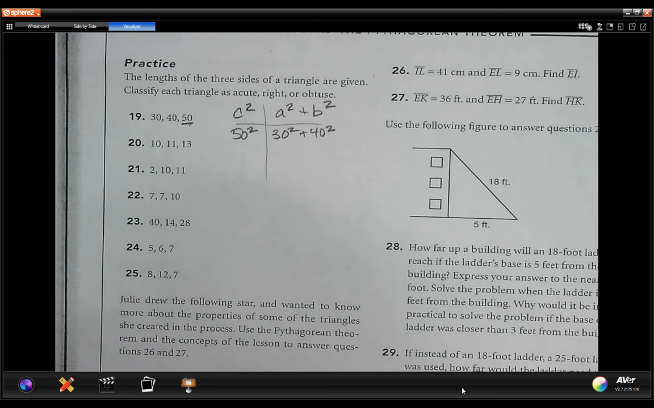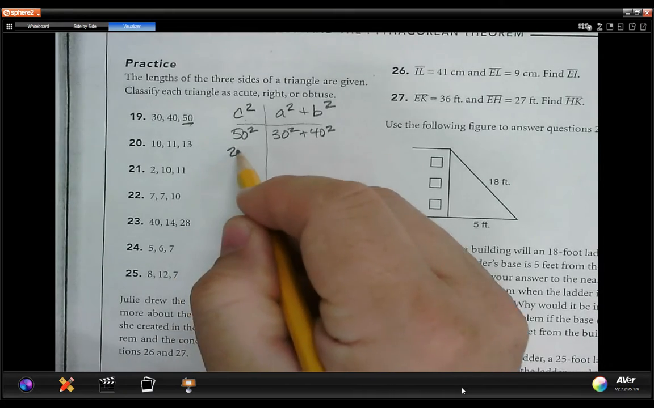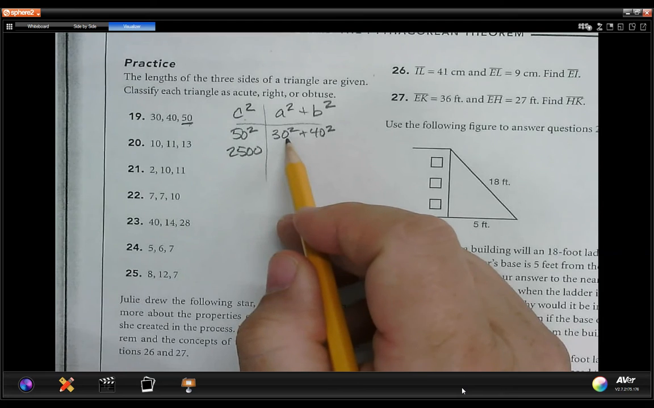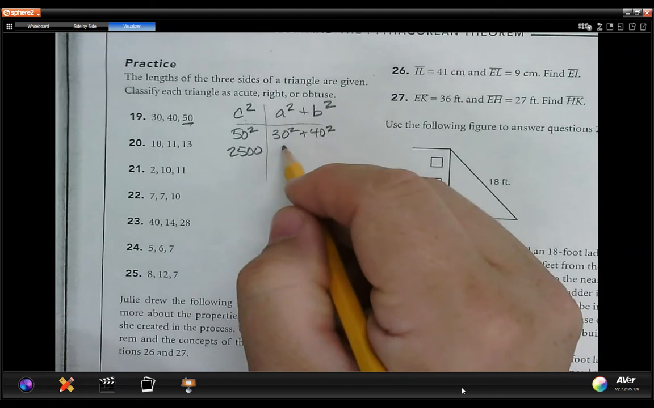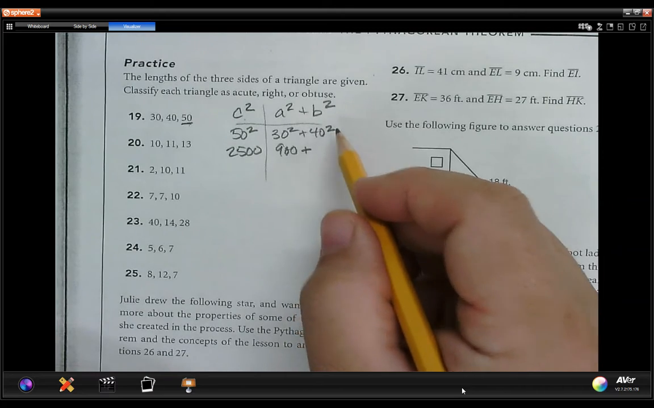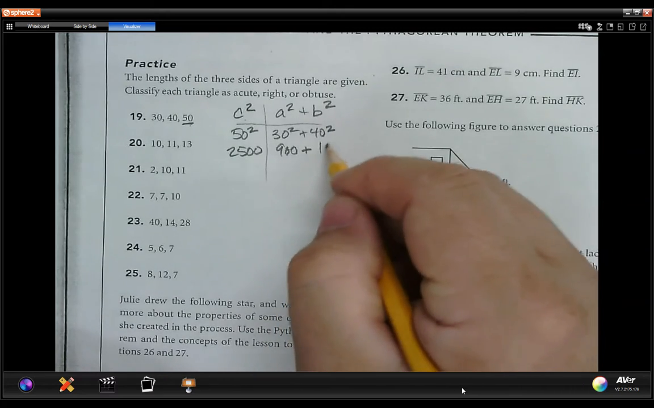So we're going to look at this and we would say 50 squared. 50 times 50, what does that give me? Well, it's a big number. It's 2,500. Okay. And then 30 squared is 30 times 30, which would be 900. And then 40 squared would be 40 times 40, which is 1,600.